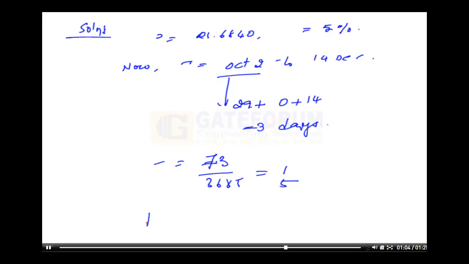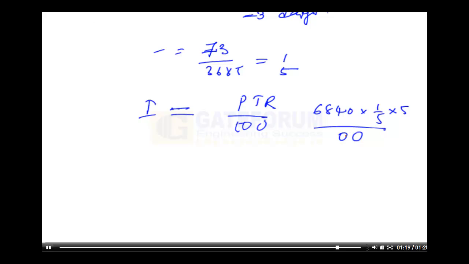Now again, to calculate the simple interest, we use the same formula, that is PTR by 100. Now the value of P is 6840 and whereas T is 1 by 5 and R is 5 by 100, which is nothing but 68.40 rupees. That is option A.